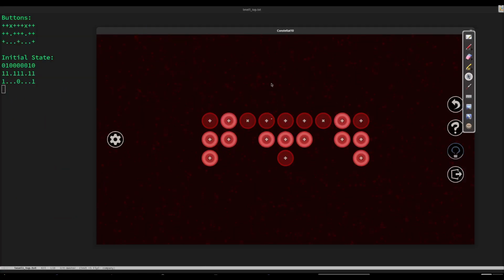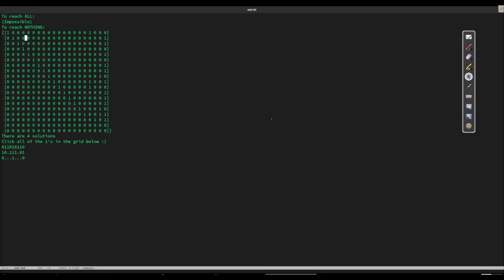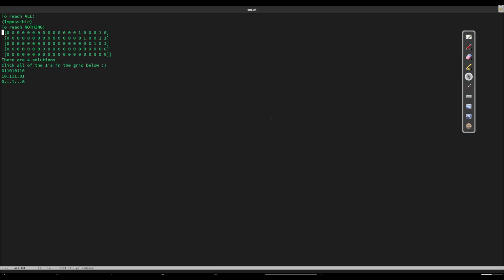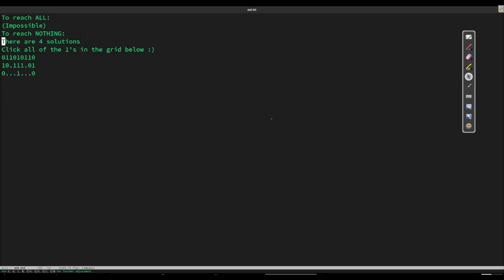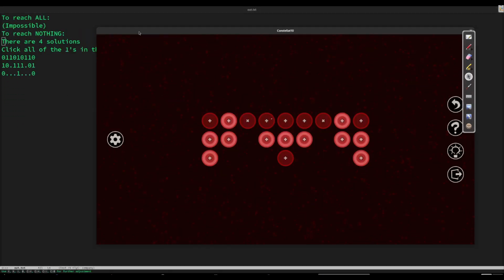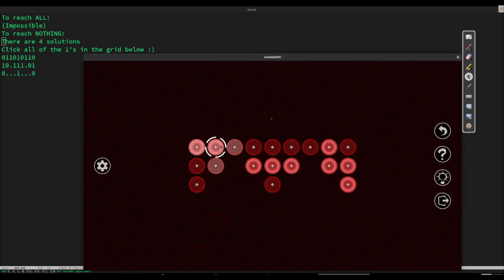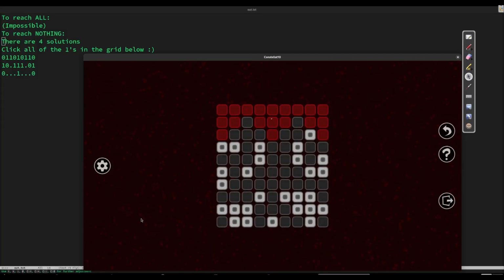Once again, this is the first level of the game. This is what it looks like in our input file, and when we feed this into our clever little Python program, we get some nice, pretty output. There are 4 ways to get to nothing, with this being one of them, and there's no way to get to the all state in this particular puzzle. This same approach can be used to solve all of the puzzles in the game, and this solves Constellation 10 in Python. Next month, we'll be back on our usual schedule with Project Euler problem number 32 in COBOL.